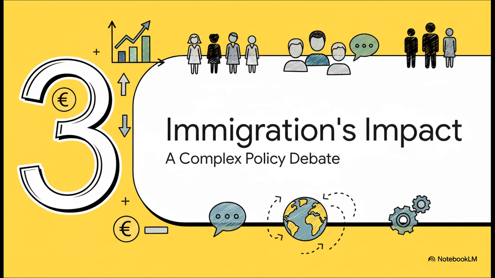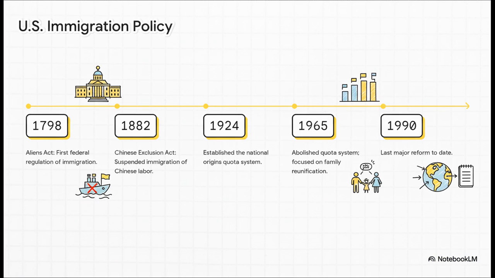Okay, so we've got our tools for thinking about market efficiency. Now let's pivot and apply them to something a lot more complicated and definitely a hot topic, the economic impact of immigration. Just for some quick context, it helps to know that the rules for immigration to the U.S. have changed a lot. We've gone from early regulations to outright bans on certain groups, to a strict quota system.